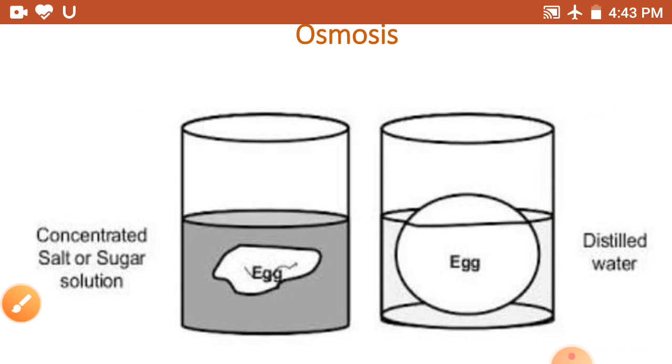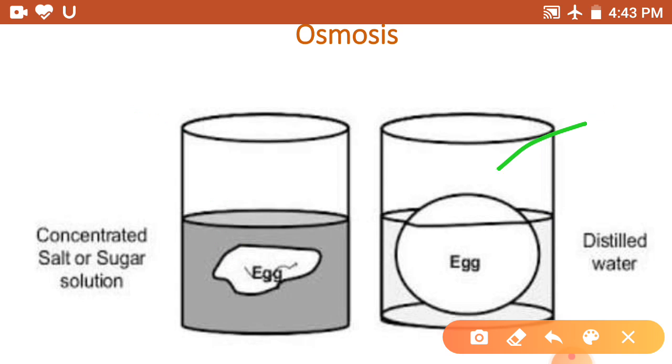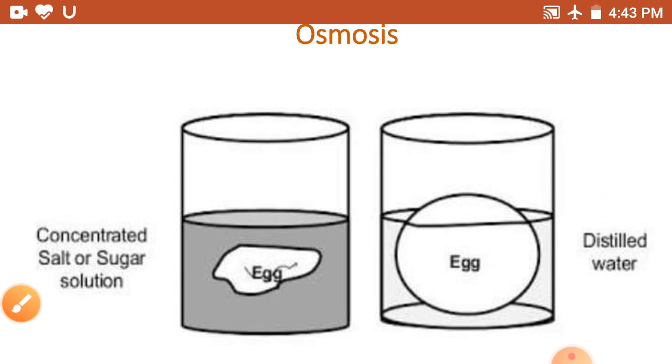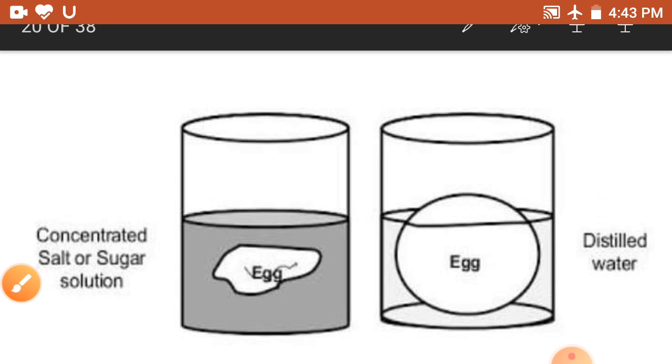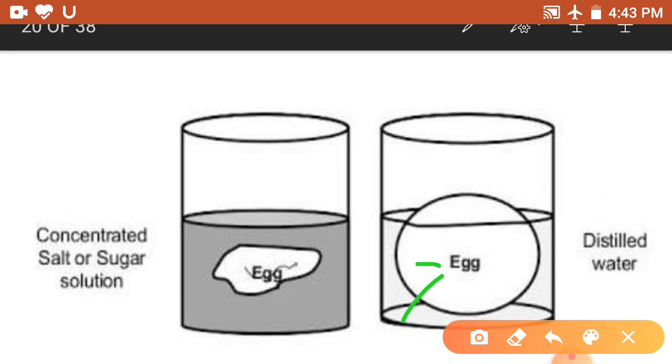We observe the egg swells in the water because water passes into the egg by osmosis. Means water moves inside the egg, and this is called osmosis.